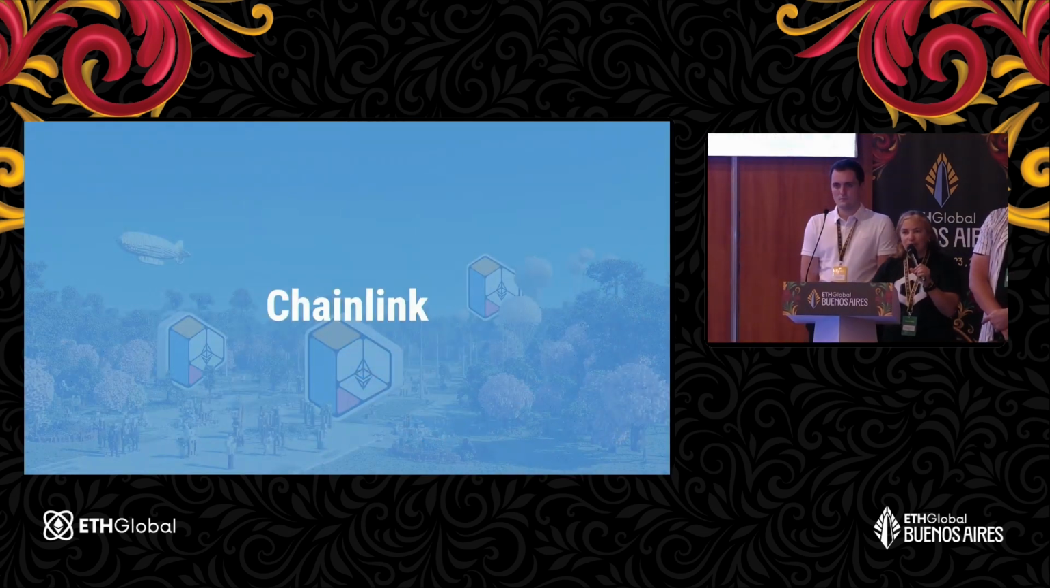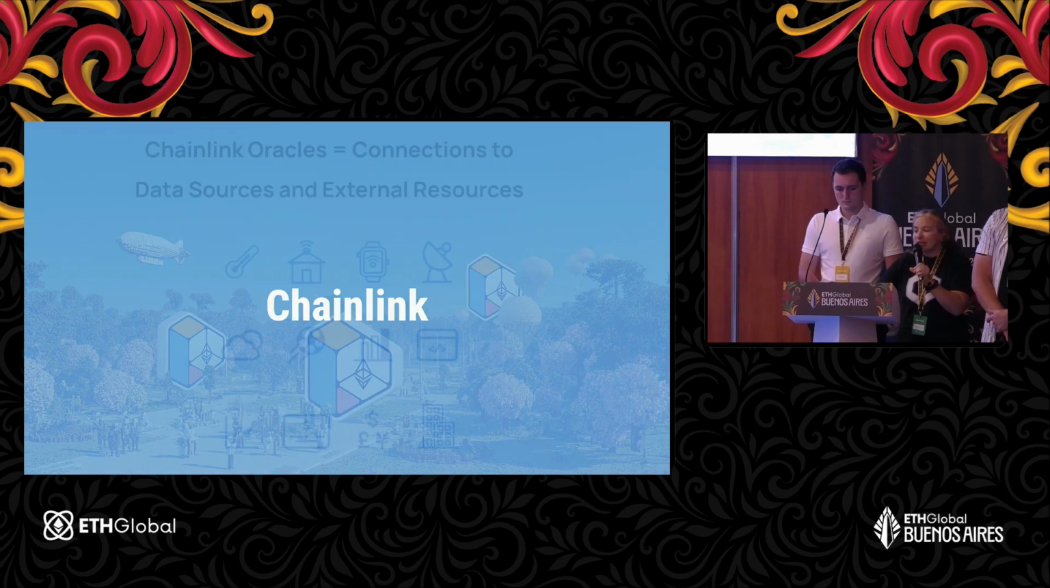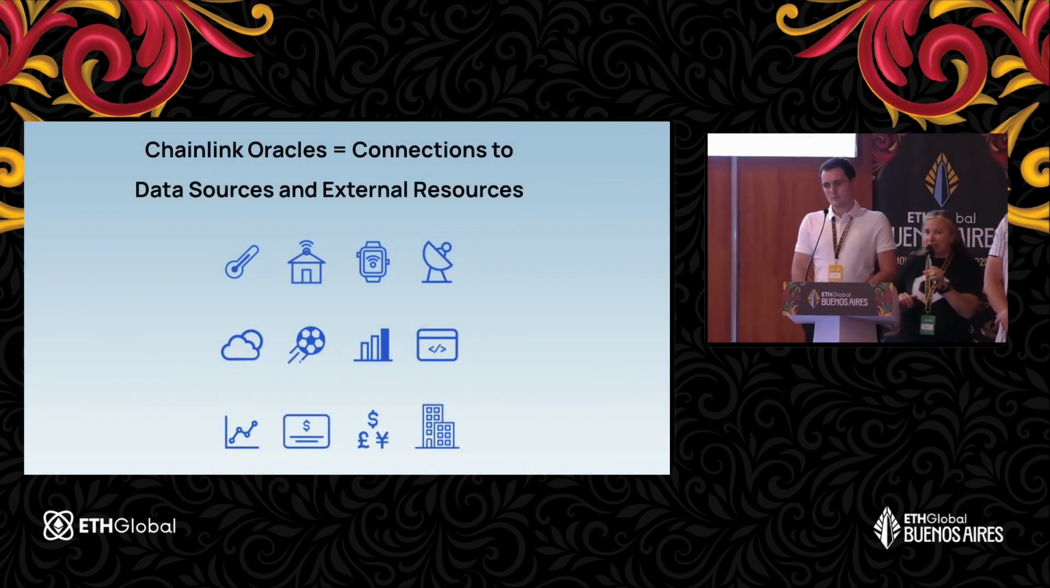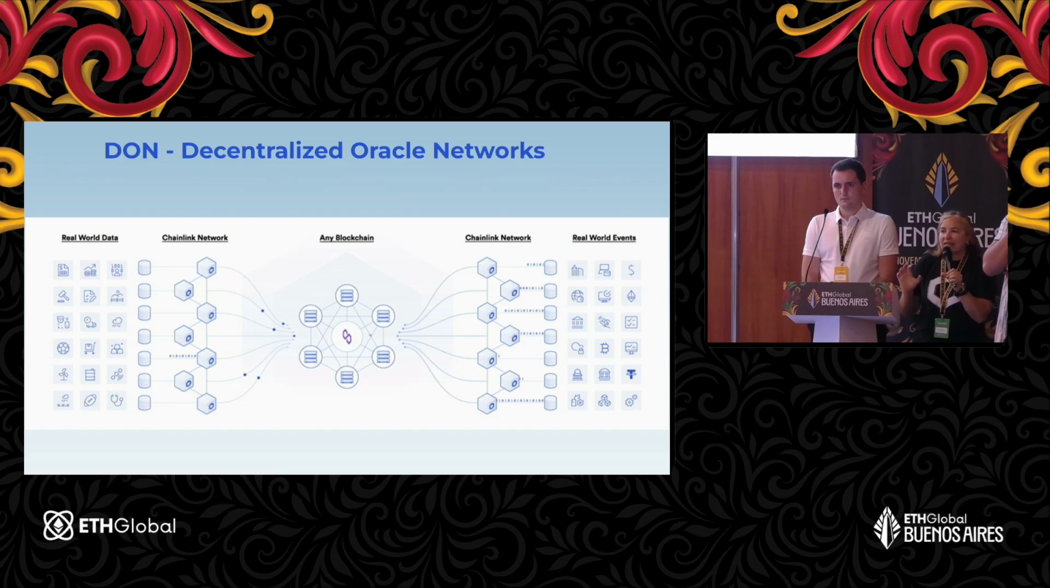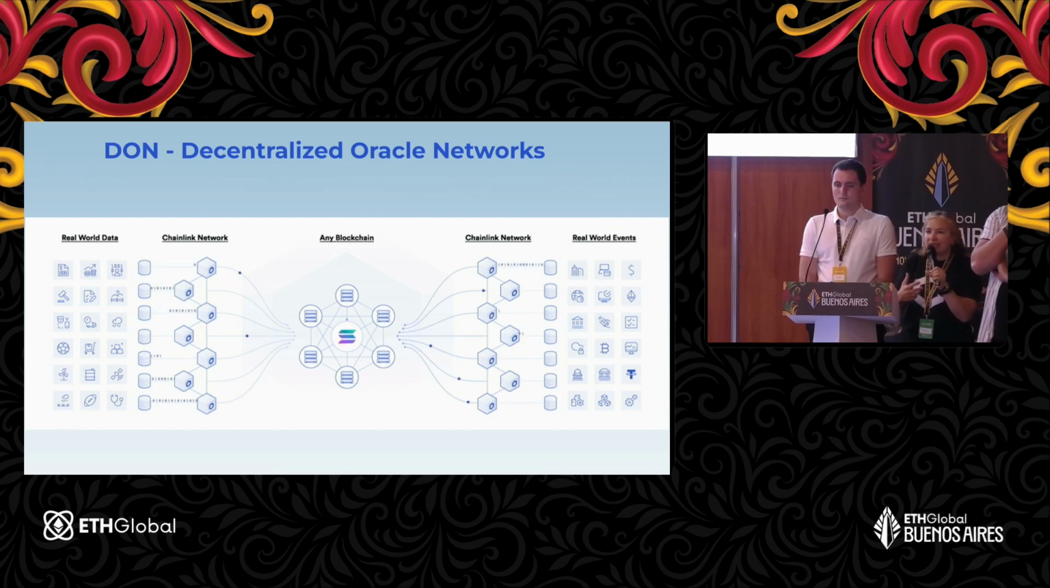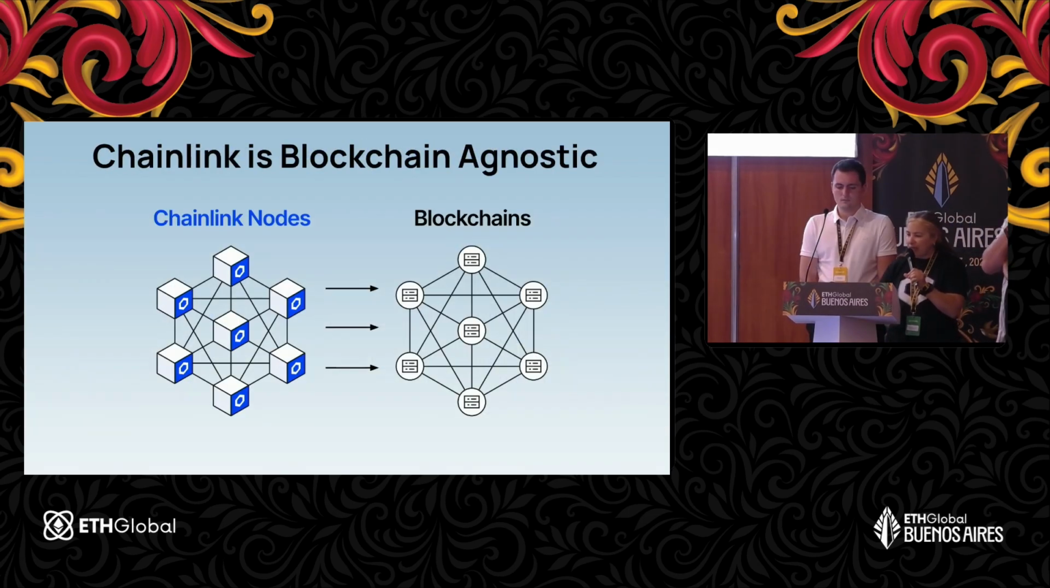And let's talk about Chainlink. What's Chainlink? Chainlink is oracles, connections to any kind of data sources or external resources. And all of this is done using a decentralized oracle network. It's important to say that Chainlink is not a blockchain. They are decentralized networks, but these services are deployed in many blockchains, different chains.